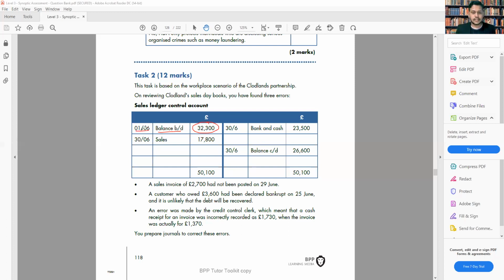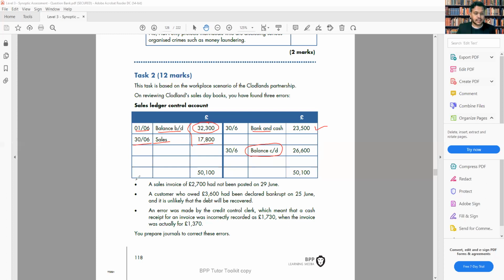Then after that, they paid into the bank 23,500. And on the 30th of June, the credit customers bought again from me, so sales is again 17,800. So we add the total sales, minus how much they paid us, and the balance carried down, the balance you're expecting from the credit customers, is 26,600. Now, what is the error?